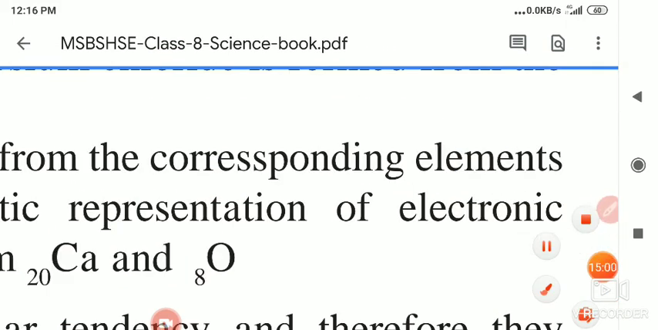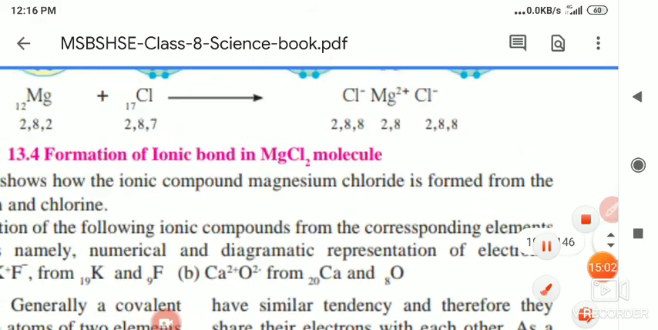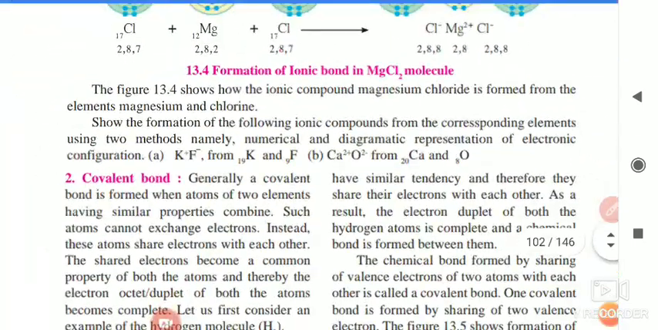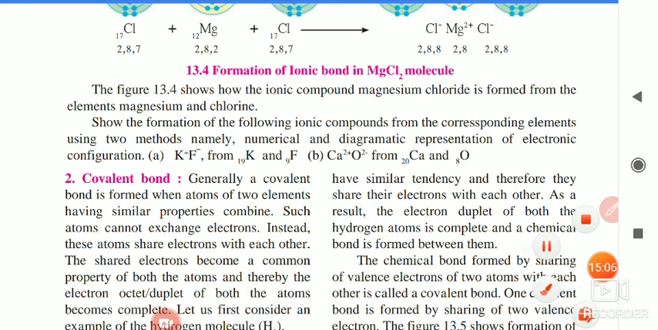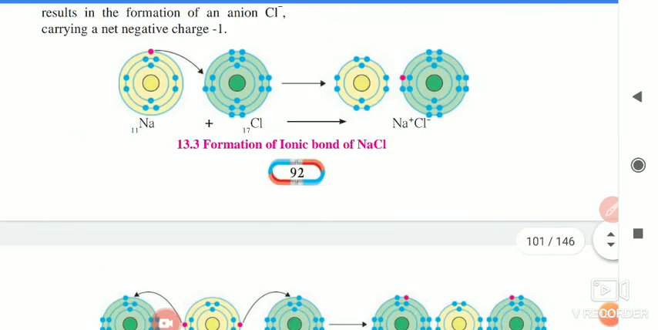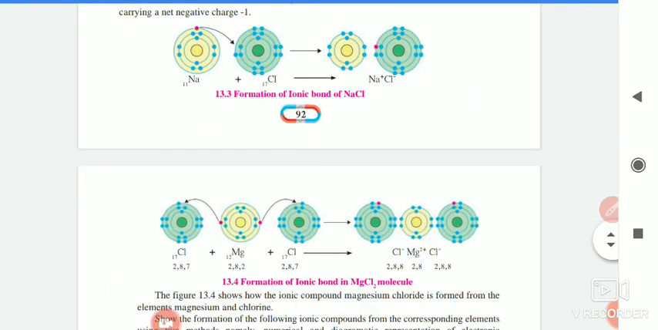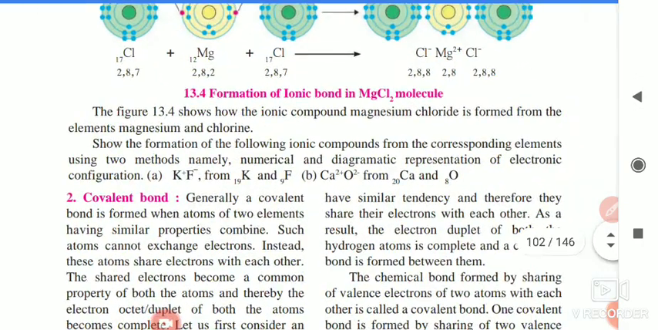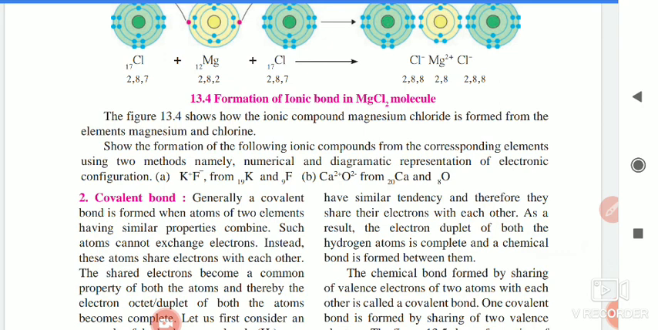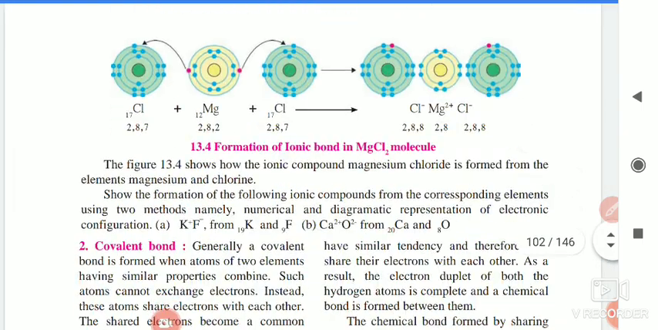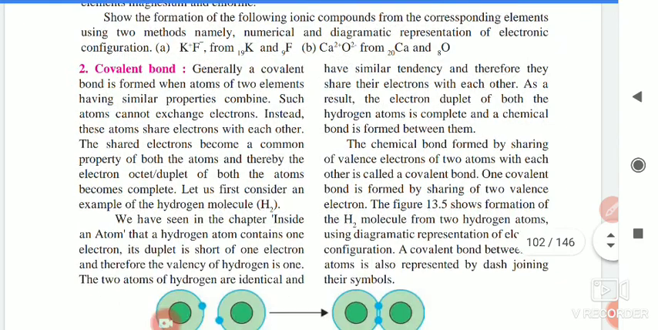So all of you, today we are going to stop here only, and the covalent bond we will study in our next lecture. All of you read this and do this diagrammatic representation. Draw this in your notebook, because in the exam, in place of a figure, the formation of ionic bond between magnesium chloride, potassium fluoride, calcium oxide, sodium chloride, these types of questions come in the exam.